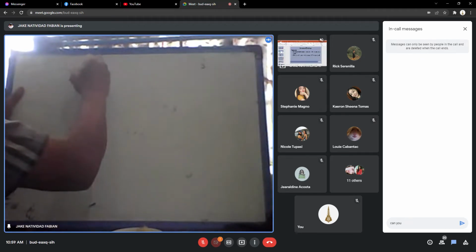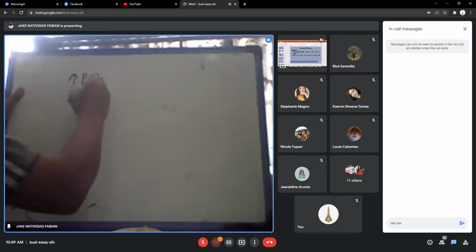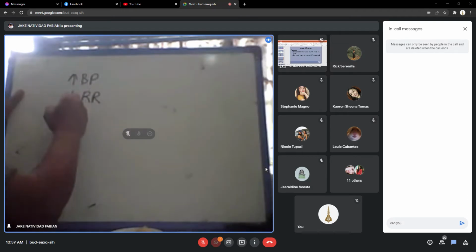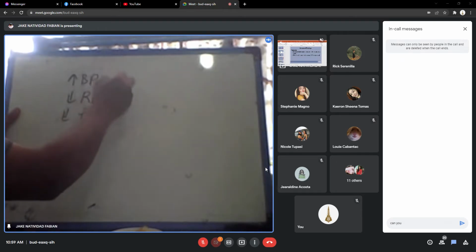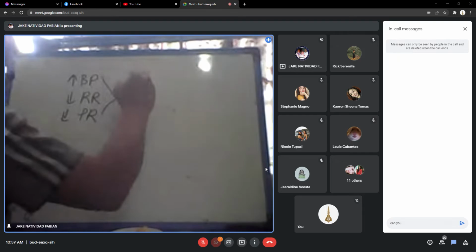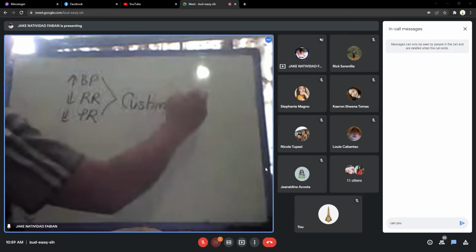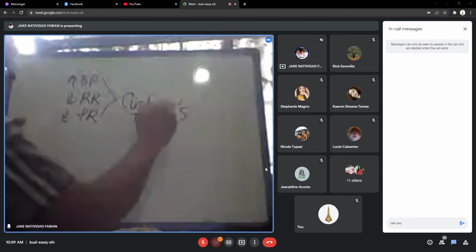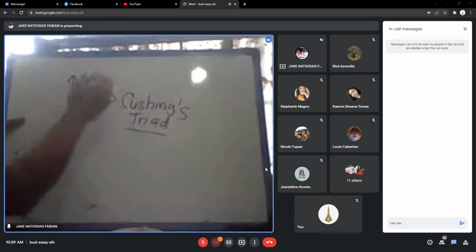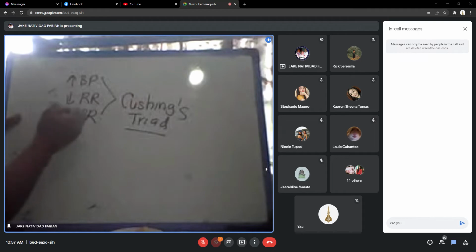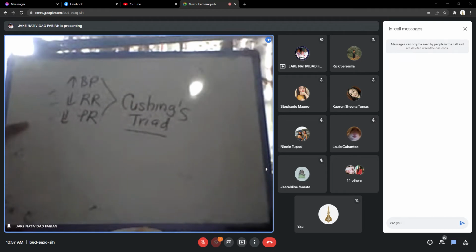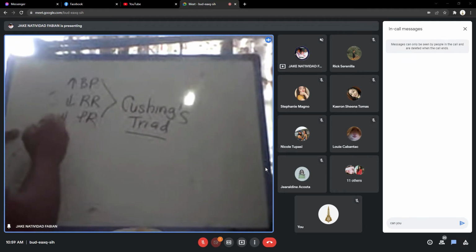Mataas ang BP niya, mababa ang RR niya, mababa ang PR niya. And collectively, it is termed as your Cushing's triad. Kaya triad kasi tatlo: your BP, your RR, and decreased PR. You would also expect changes in the pulse pressure.